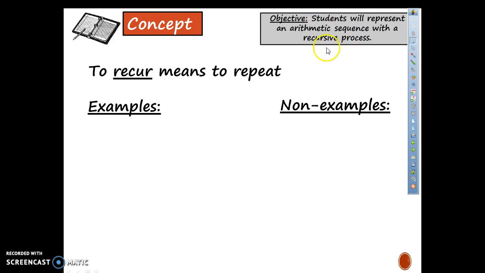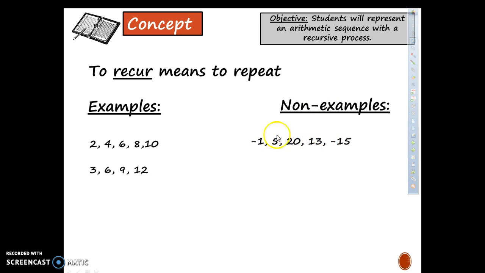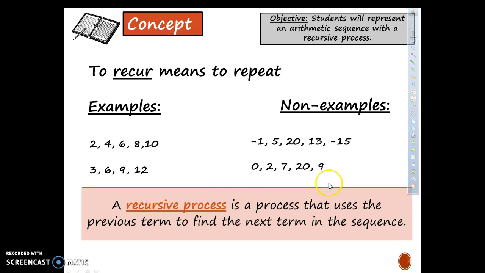So the first thing we need to talk about is the root word here, and this is recur. Recur means to repeat. Some examples of this, here I have 2, 4, 6, 8. Who do we appreciate? Schwarberg. Schwarberg. Right? That is recurring. Here's a non-example, -1, 5, 20, 13, -15. There's no pattern there, correct? 3, 6, 9, 12. Okay, that's a recurring arithmetic sequence, right? We have things that are recurring. And then again, here's a non-example.